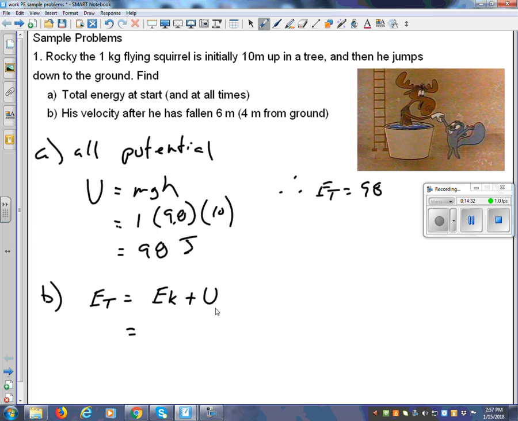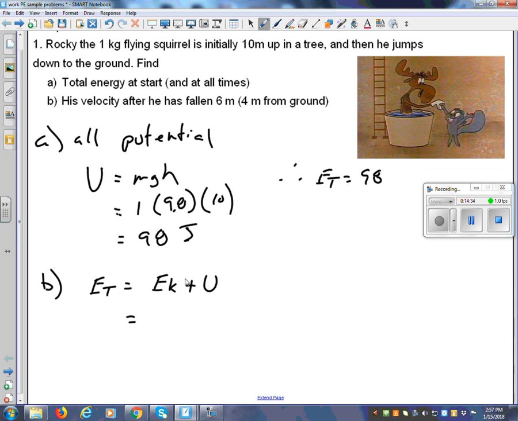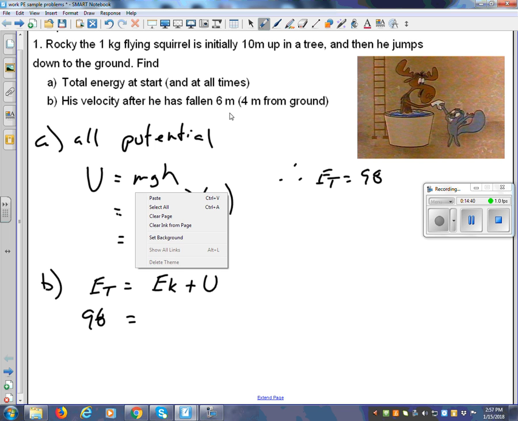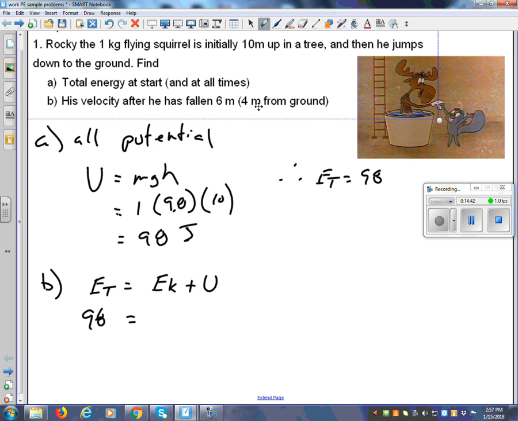Okay, so the total is 98. After he's fallen 6 meters, he's 4 meters from the ground, right? Yes. So EK plus mgh. Can we do it like this? Is that okay? Or do you want me to do this separately? Well, it'd be the same thing.